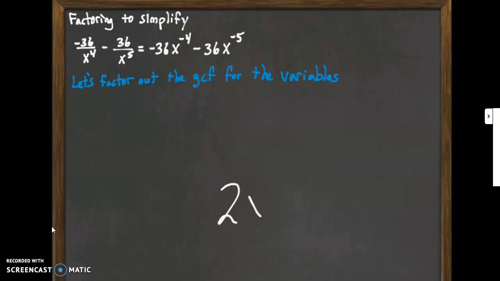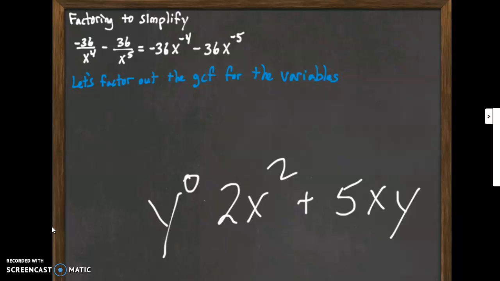All right, we're more used to things like this: 2x squared plus 5xy, where we'd say, oh, we pull an x out because it occurs in both and it's the smallest power. y doesn't occur in both, so we don't pull it out. Actually, y does occur in both. You just don't see it because it's actually y to the 0 power.